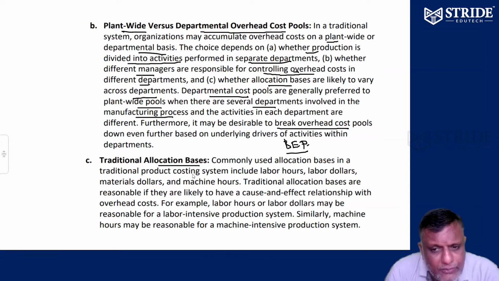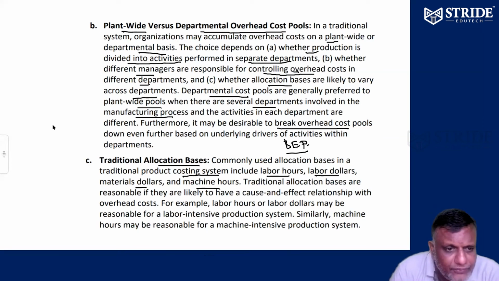Next, traditional allocation basis. In the traditional product costing system, overheads are allocated based on labor hours, labor dollars, material dollars, or machine hours. So the allocation basis can be per machine hour, per dollar of material in terms of percentage, labor dollars or labor percentage, labor hours, material percentage, or machine hours. That's it. So traditionally we can allocate this way.